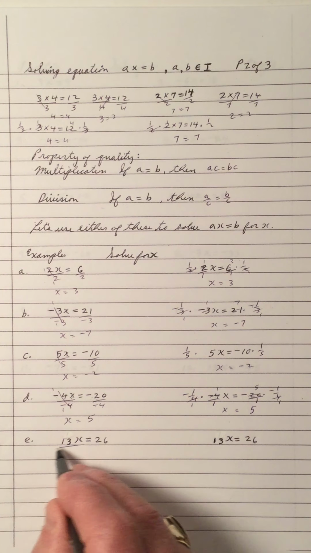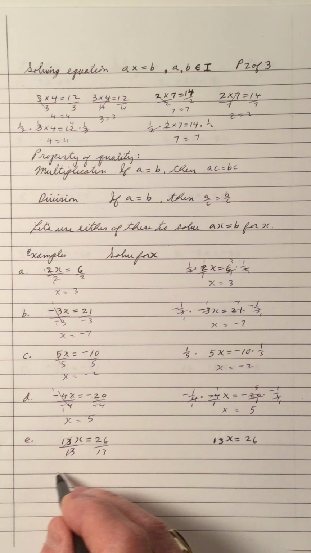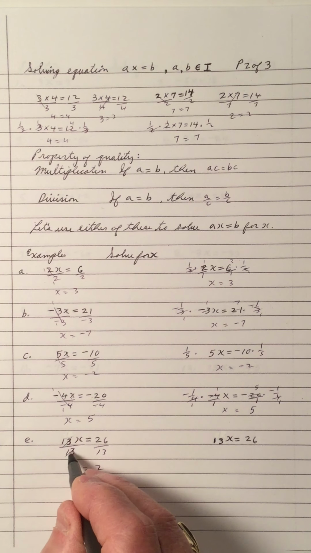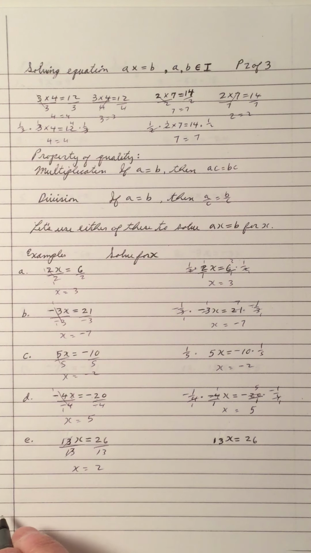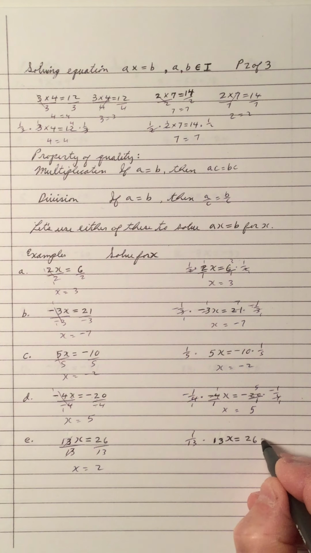And down here, you divide both sides by 13. The 13's cancel. You get x equals 2. Again, 13 divided by 13 is 1. 1 is understood. Or you can multiply both sides by 1 over 13, which is the reciprocal.